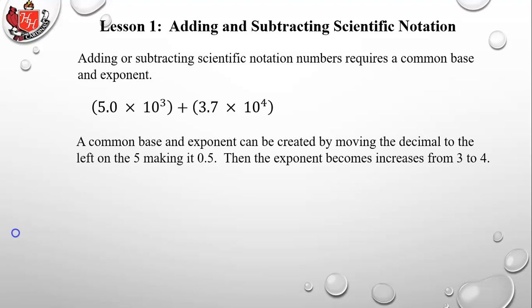So a common base and exponent can be created by moving the decimal to the left on the 5, making it 0.5. Then the exponent increases from 3 to 4. So we went from 5 to 0.5, which makes that number smaller, so we offset that by making the exponent bigger by 1, 3 to 4. So now you see you have 10 to the fourth in both of those scientific notation numbers. Now you can add the coefficients. So 0.5 times 10 to the fourth plus 3.7 times 10 to the fourth equals 4.2 times 10 to the fourth.